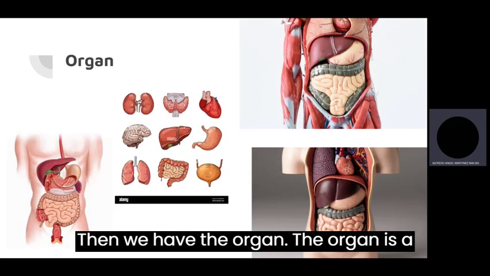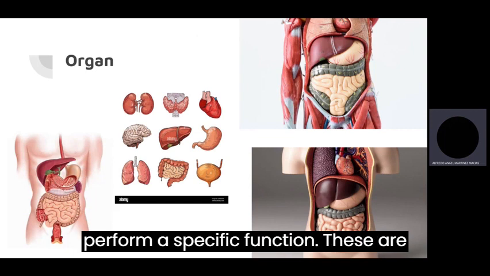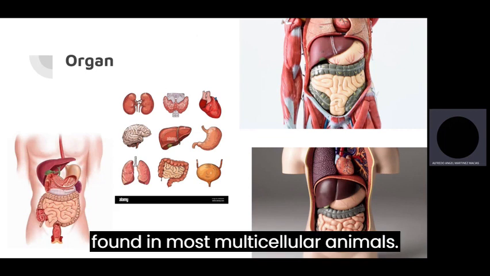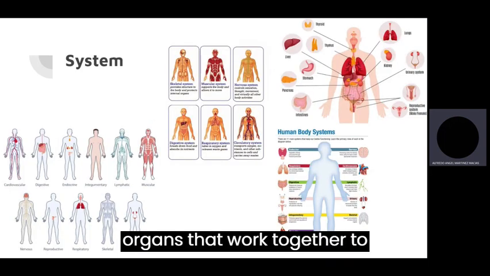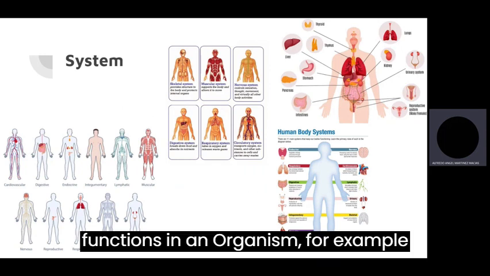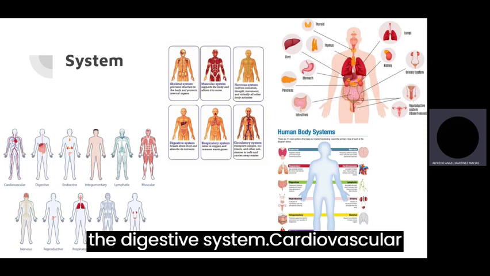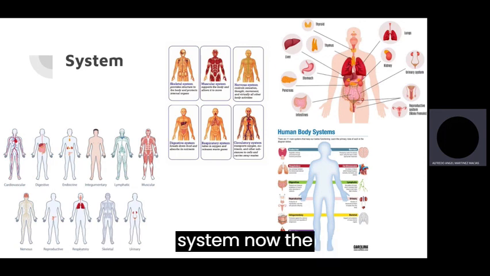Then we have the organ. The organ is a group of tissues that work together to perform a specific function. These are found in most multicellular animals. Finally, a system is a group of organs that work together to perform a specific function or set of functions in an organism. For example, the digestive system, cardiovascular system, respiratory system, or nervous system.